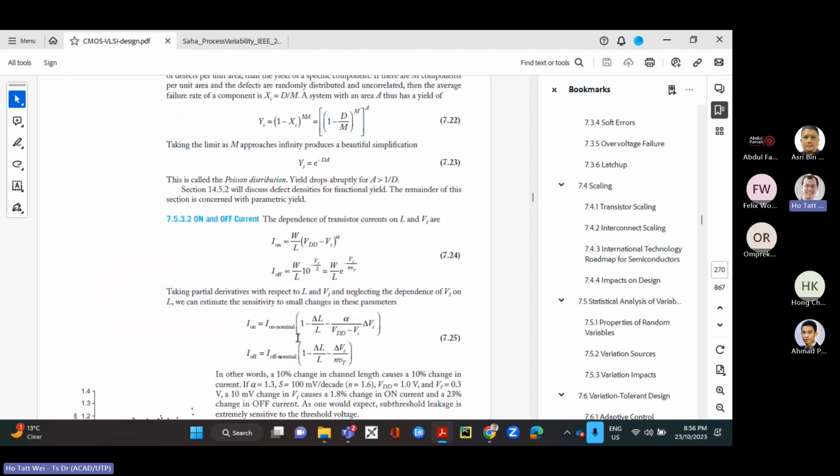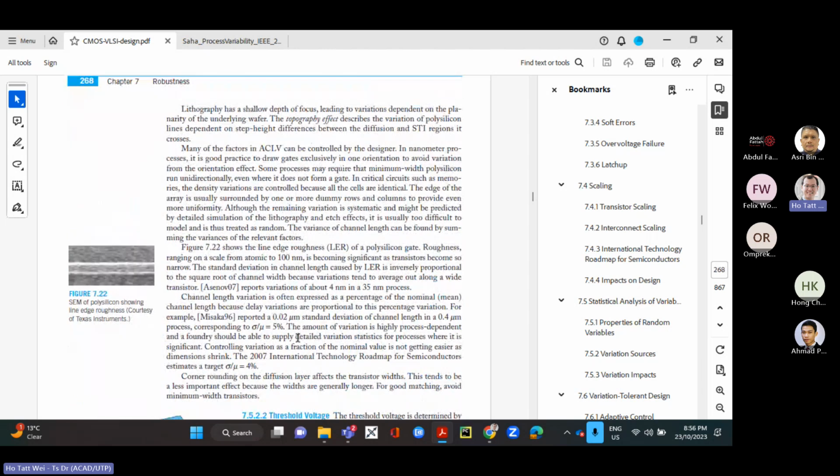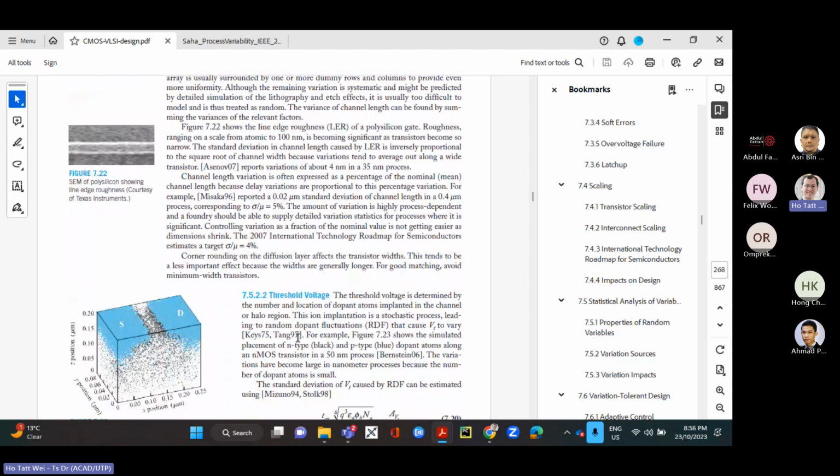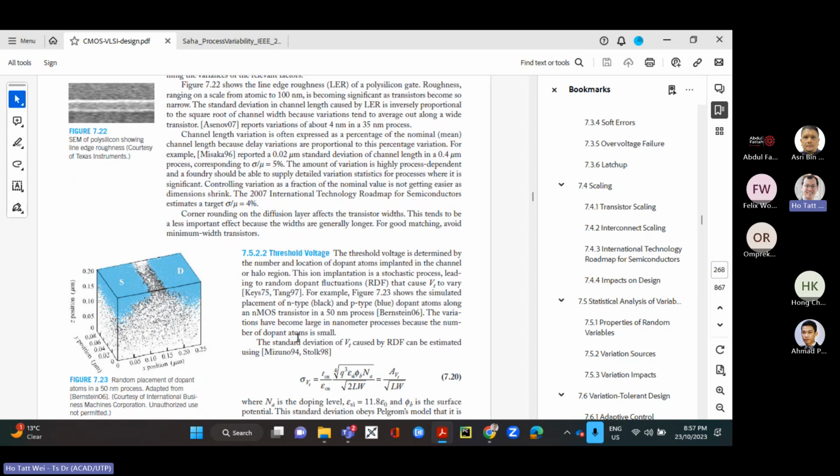So I want to know, because now I'm starting to show you that there are ways that you can estimate the variation in threshold voltage. You talk about it as the mean and the standard deviation, and you can apply either a uniform distribution or a normal distribution.